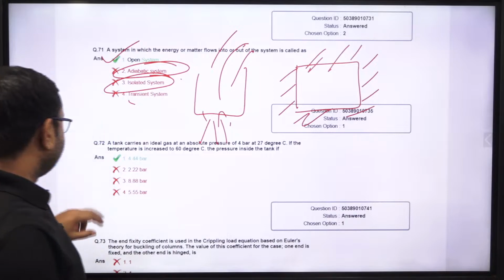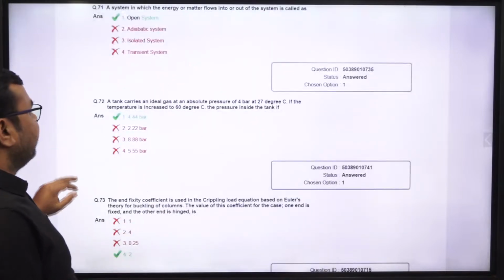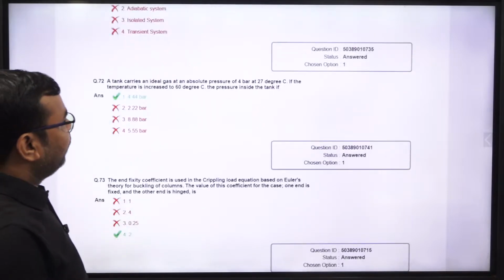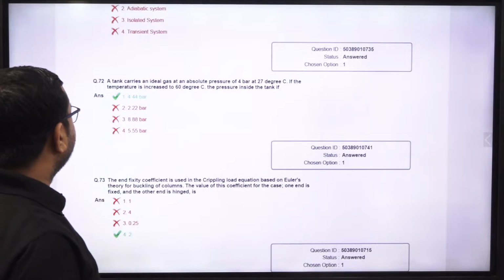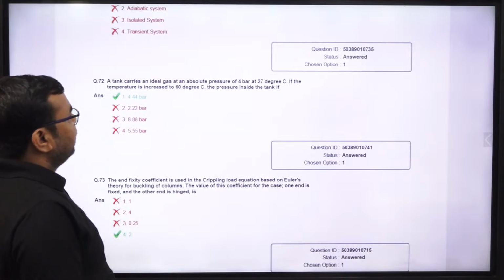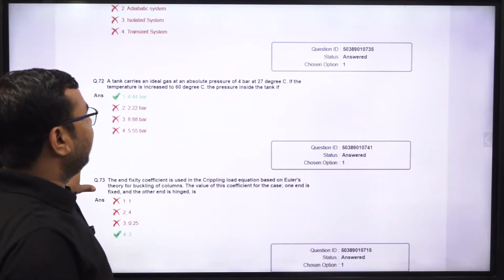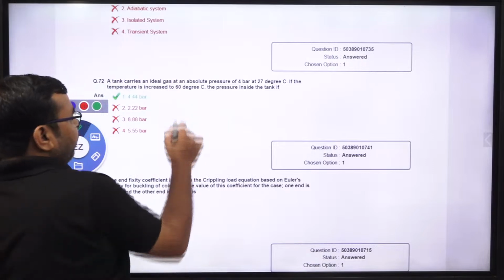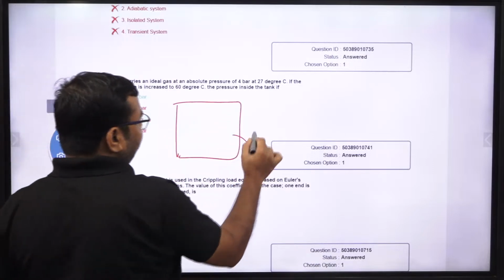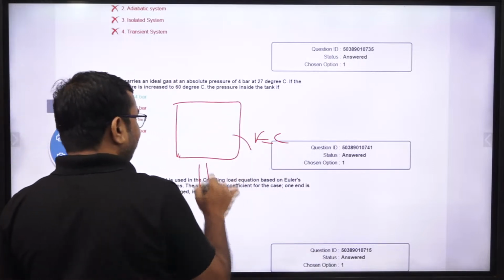Yes or no? A tank carries an ideal gas at an absolute pressure of 4 bar at 27 degrees centigrade. If the temperature is increased to 60 degrees centigrade, the pressure inside the tank is, obviously if you have a tank, then the volume remains constant when you add heat.